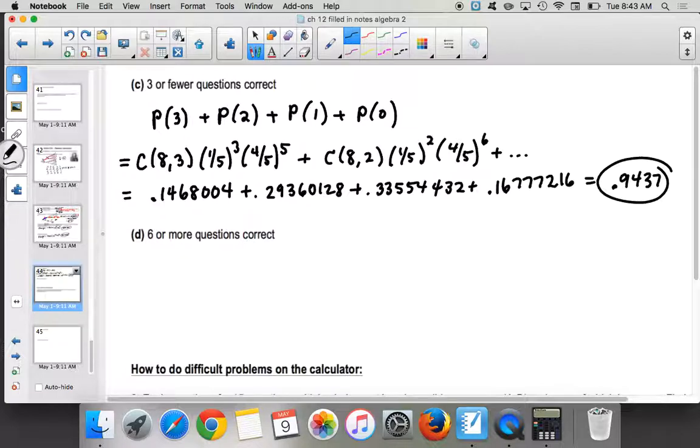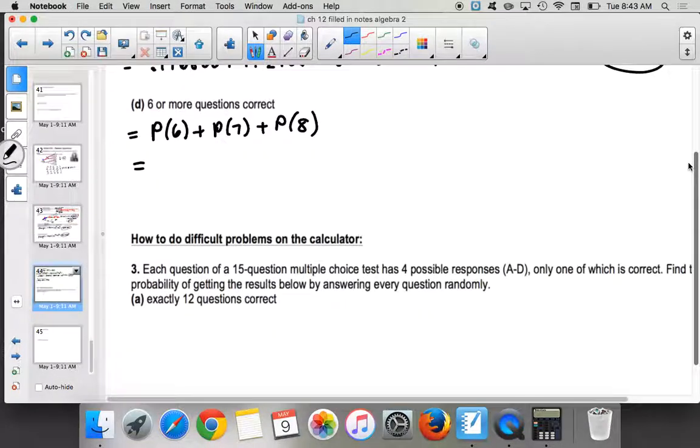Okay, so if it says 6 or more questions correct, now we're doing the probability of 6 plus the probability of 7 plus the probability of 8. So that one just has 3. So do we understand that? Yes, just has 3. Do we understand how to do that? Now do you like what it says below? How to do difficult problems on the calculator.